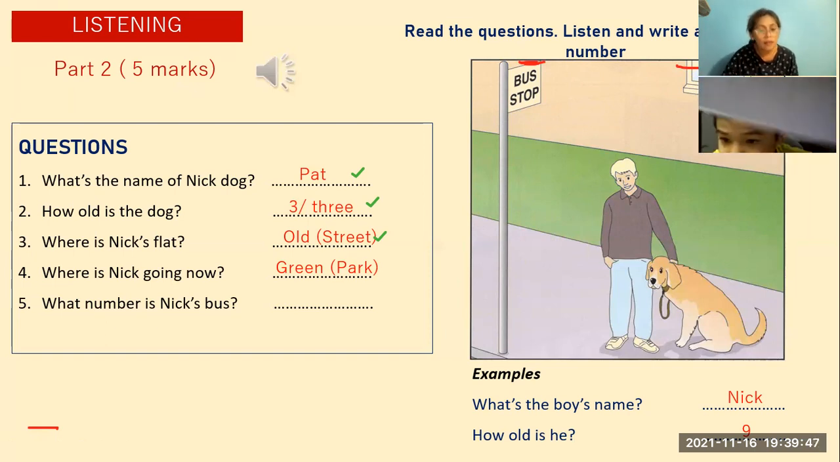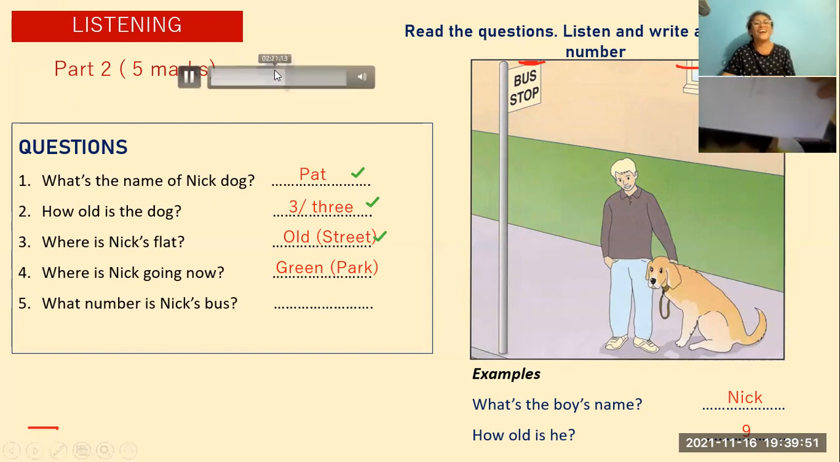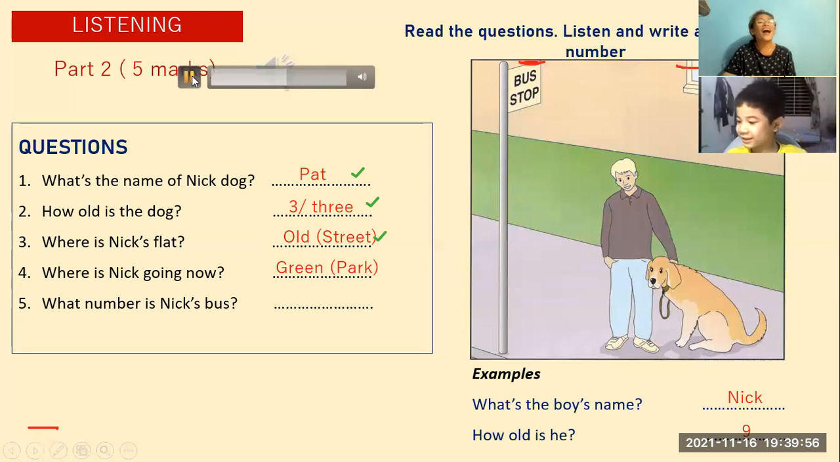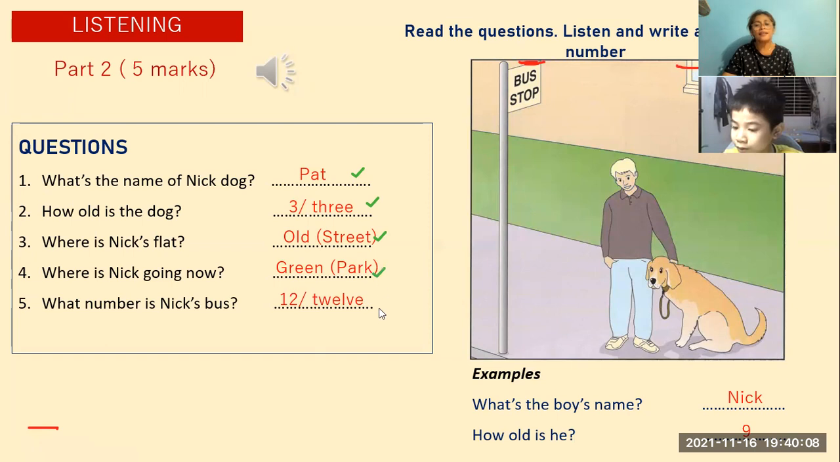Number five. How are you going there? We're going on the number 12 bus. Very good. Which bus? The number 12. Let us see your answer. Number 12. Very good, Tom Tom. Okay, very good, Tom.